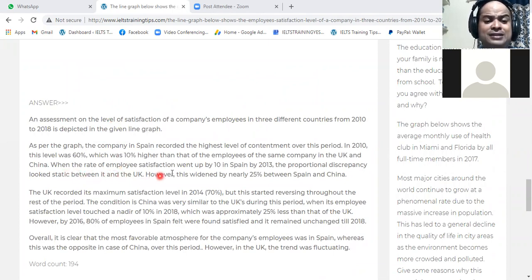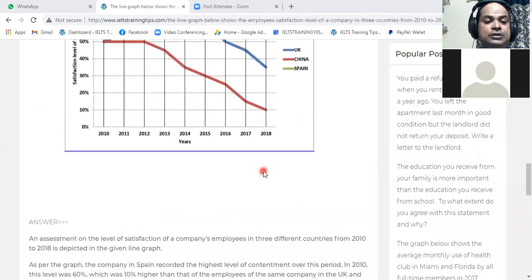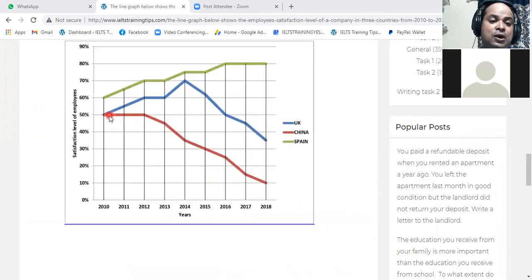when the rate of employee satisfaction went up by 10 in Spain by 2013, the proportional discrepancy looks static between it and the UK. So you can say the rate of employee satisfaction went up by 10 percentage in Spain by 2013. From 60 to 70 it went up, which is 10 percentage. From 60 it became 70.